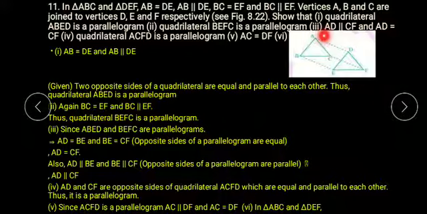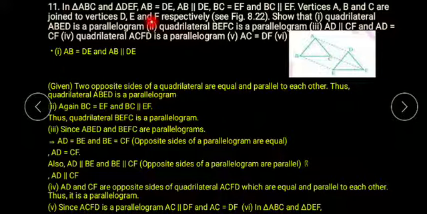Thirdly, we have to prove AD is parallel to CF and AD equal to CF. Then quadrilateral ACFD is a parallelogram. We have to prove ACFD as a parallelogram. And lastly, AC equal to DF. So now let us prove.